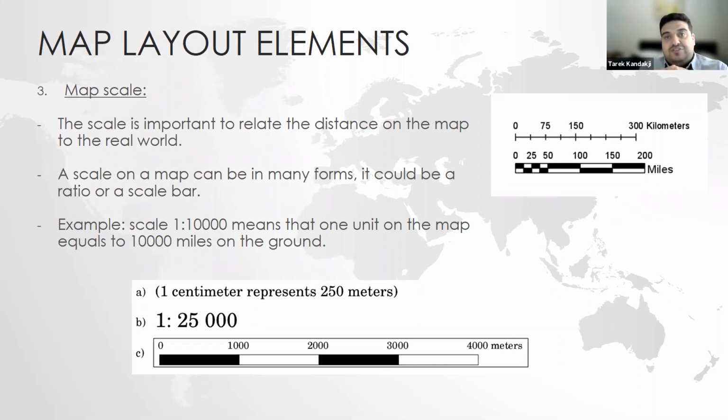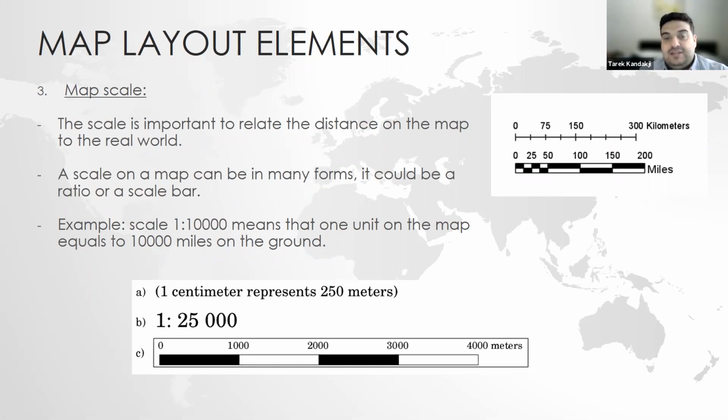There are measurement units. So each centimeter or each millimeter on the map is related to a certain measurement in real life, and that's the scale. So you can relate the distance on the map to the real world. A scale on a map can be in many forms. It could be a ratio or a scale bar, and we're going to see them right now. For example, a scale of 1 to 10,000.